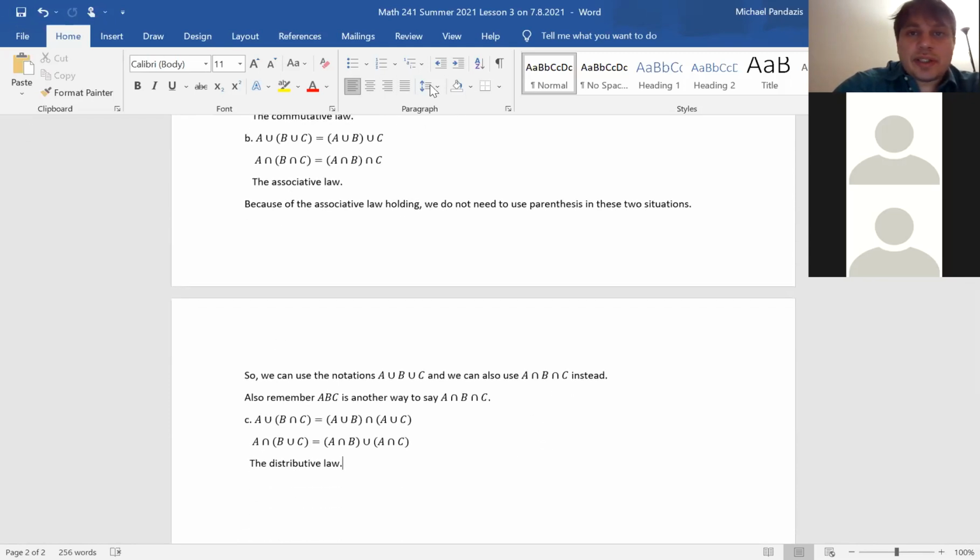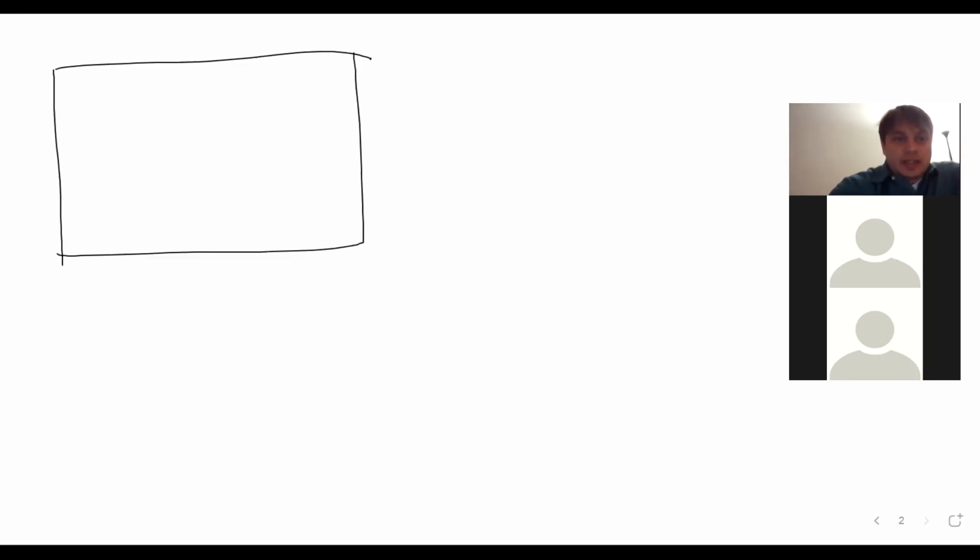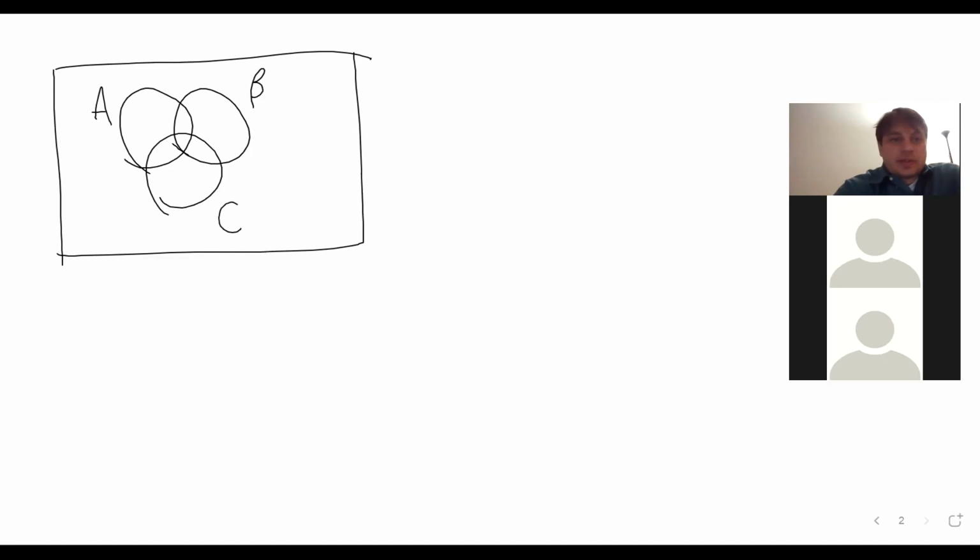Okay, so let me quickly go to the whiteboard again. Let's illustrate the distributive law here. You have the universal set, and we have three sets, A, B, and C. Okay, that circle is closed.